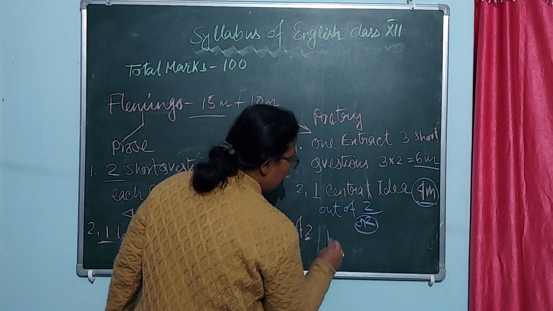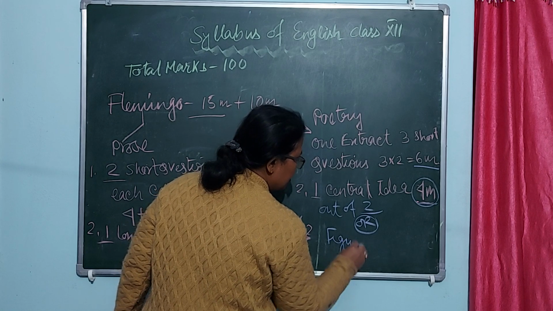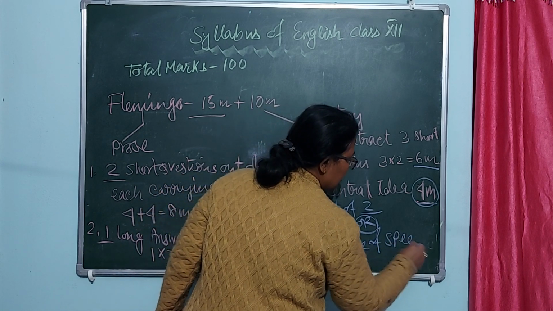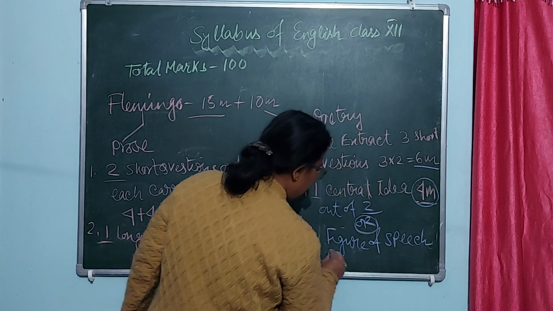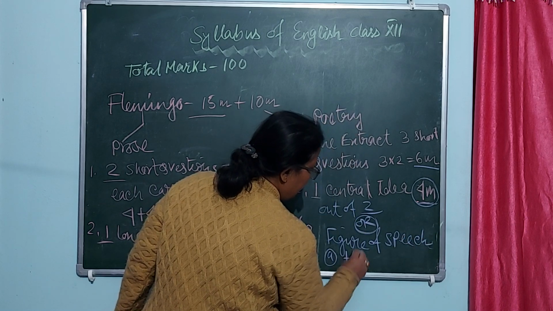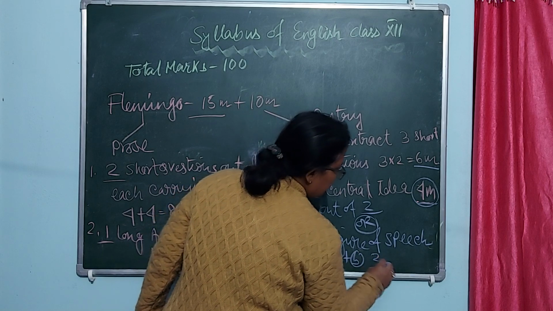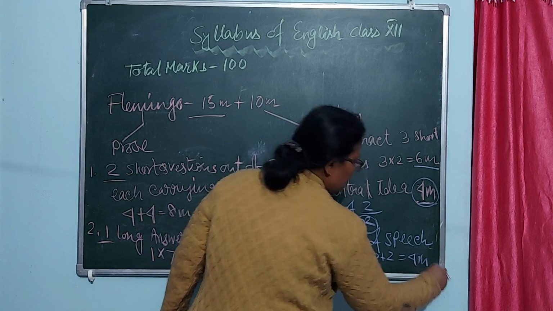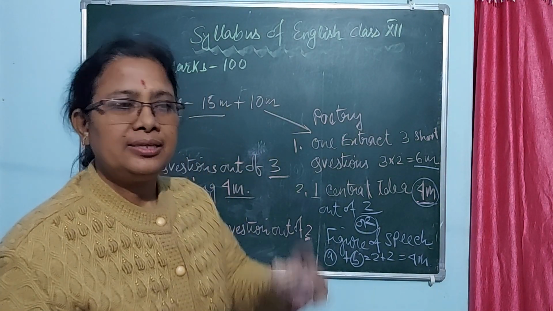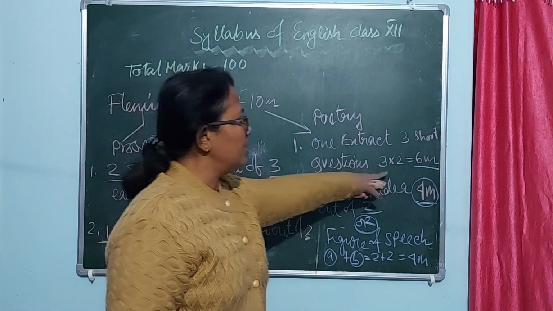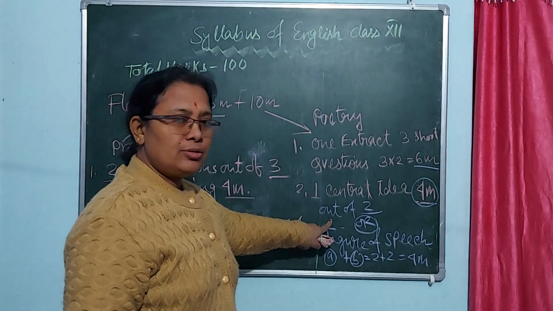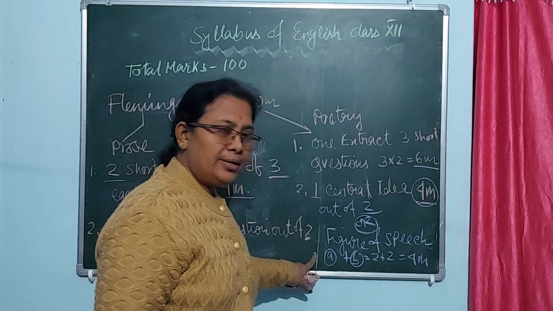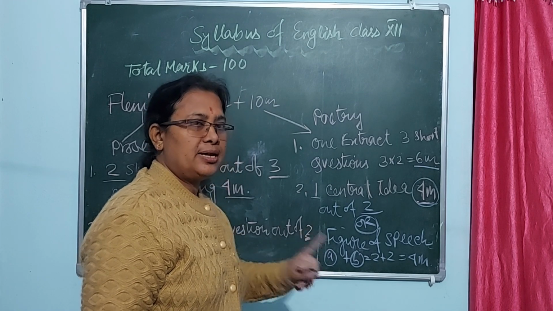What is this or? Figure of speech. In figure of speech, A plus B, 2 plus 2, 4 marks. So if you attempt 1 central idea, then you can directly attempt this 4 marks. If you attempt the or question, that is figure of speech or literary device, that is 2 parts, A and B, each carrying 2 marks.